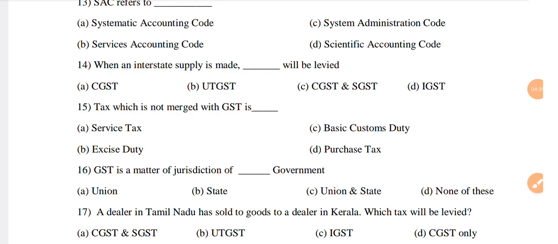Next question, when an interstate supply is made, dash will be levied. Option A CGST, B UTGST, C CGST and SGST, and D IGST. The correct option is D.